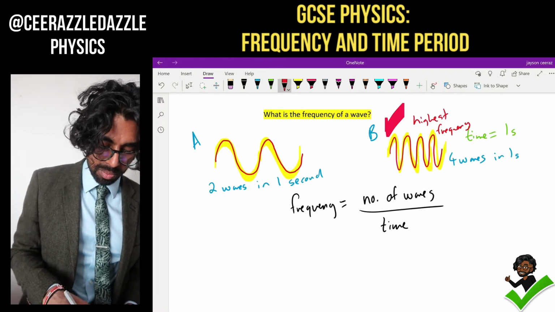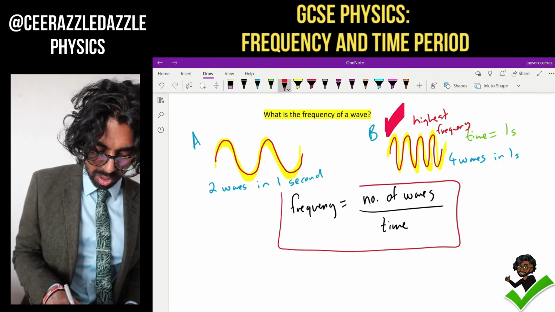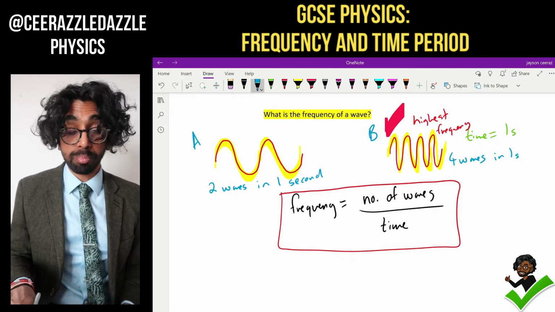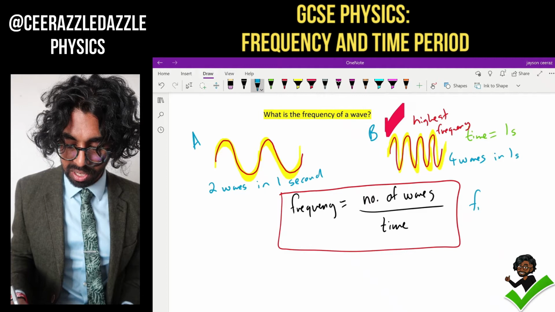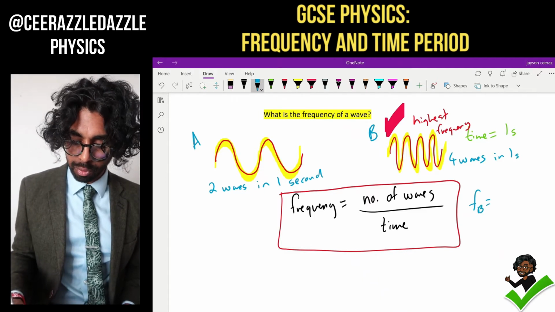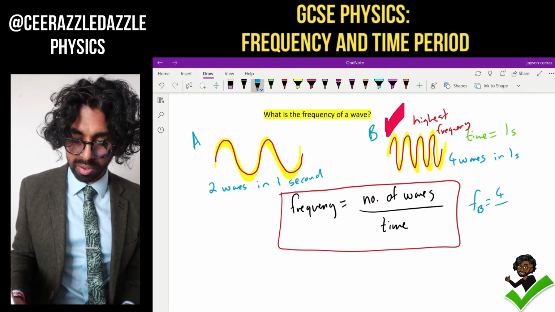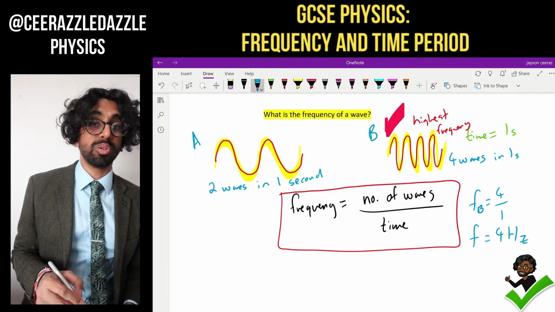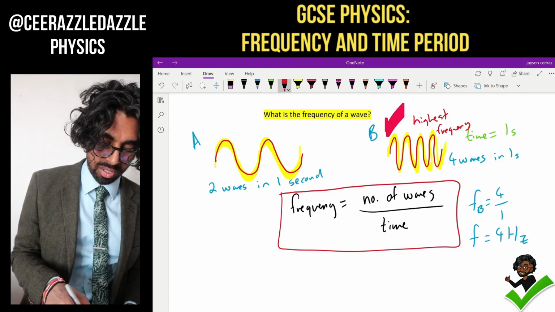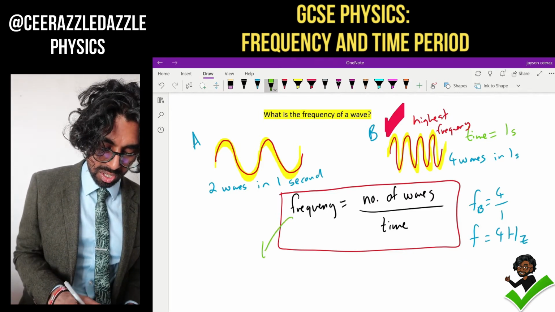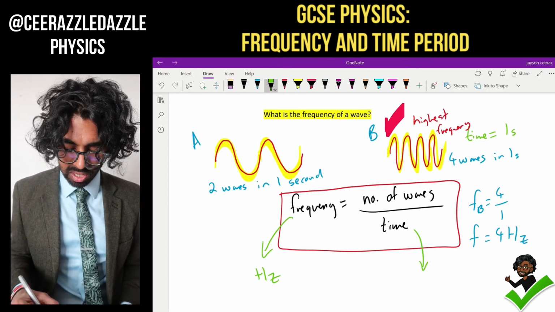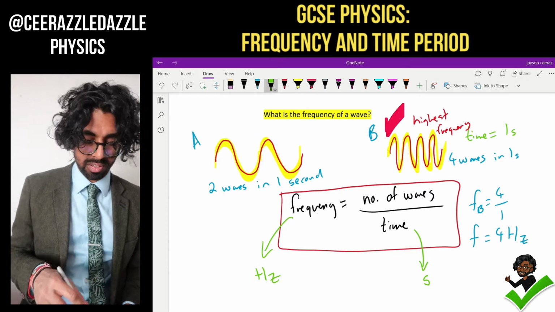Okay, so let's just box my formula here. Frequency is equal to number of waves divided by time. So if I was to calculate the frequency of B, I've got 4 waves divided by 1. Therefore, the frequency is going to be 4 hertz. So the unit of frequency is measured in hertz, capital H, little z. Time is going to be seconds.